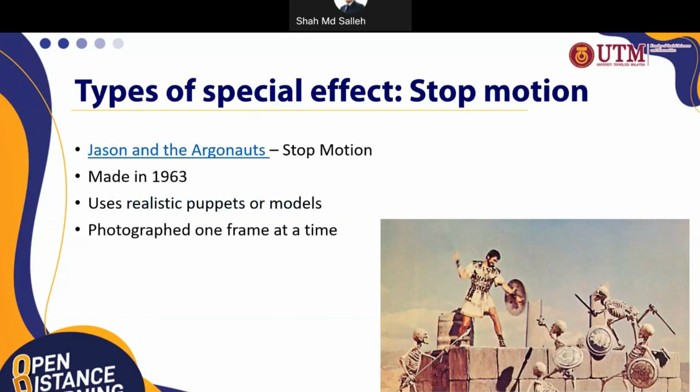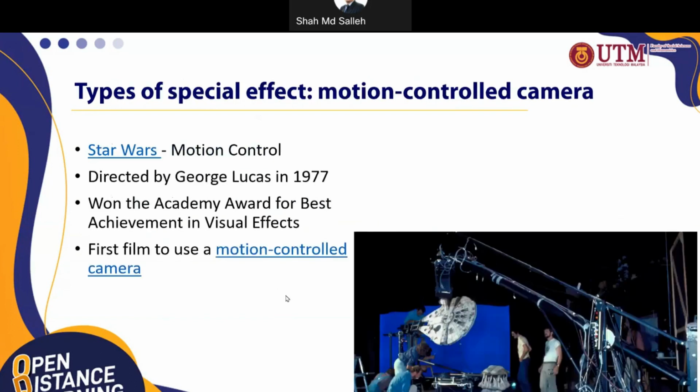Using the stop motion technique, Jason and the Argonauts. So they were using stop motion in 1963 using realistic puppets or models. Okay, photograph one frame at a time. Okay, you can see this example from the right.